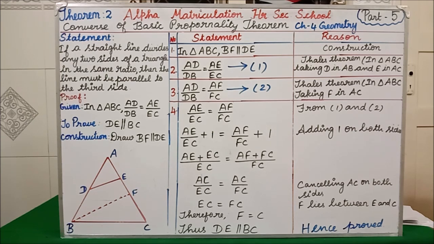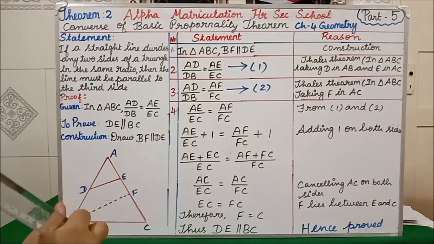But if you see in the basic proportionality theorem, what have we proved? Finally, we have proved AD divided by DB is equal to AE divided by EC. How have we proved it? Using DE is parallel to BC. In the basic proportionality theorem, what is given? DE is parallel to BC is given, and they ask us to prove AD divided by DB equal to AE divided by EC.